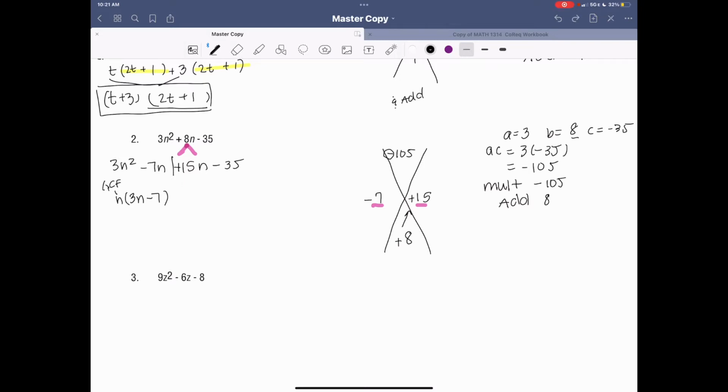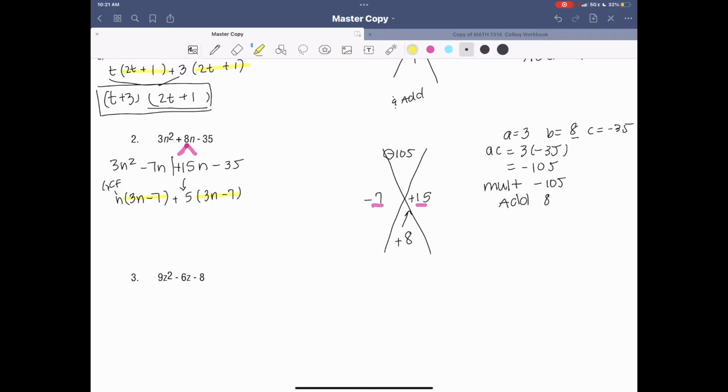Then I'm looking for a GCF within the second half. The GCF has to be in each term. In this case, it's going to be a 5. So it's plus 5. 15n divided by 5 is 3n. Negative 35 divided by 5 is negative 7. So we know that we're doing something correct because our linear factors are the same.